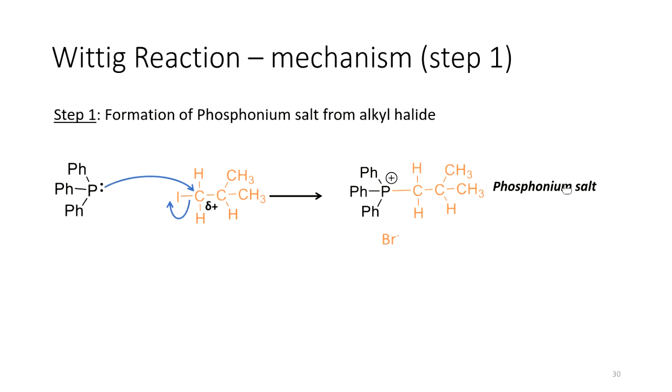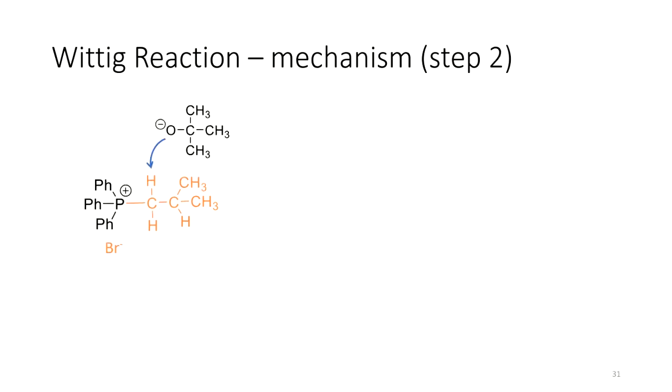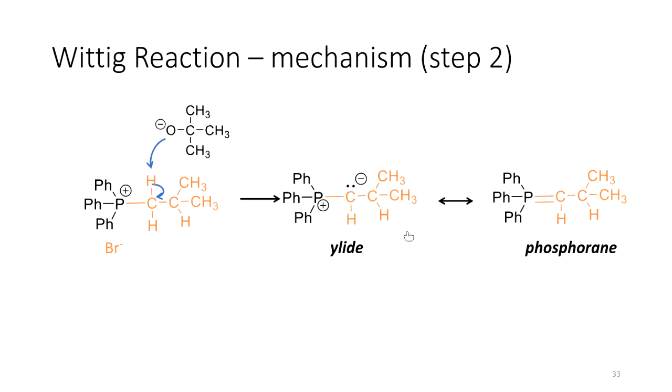our phosphonium salt. In our phosphonium salt, we know that the carbon-hydrogen bonds are weak, and so if we have a strong base, our base can pull the hydrogen. And if we pull the hydrogen, that pair of electrons goes onto the carbon, and we've generated our ylide, which is our nucleophile in the reaction.